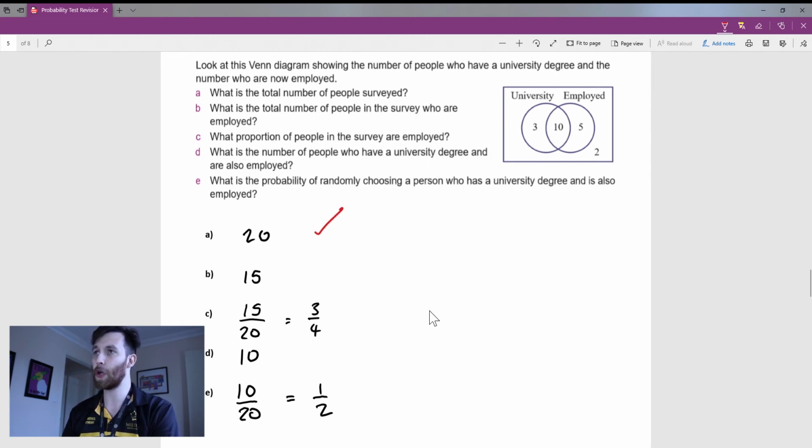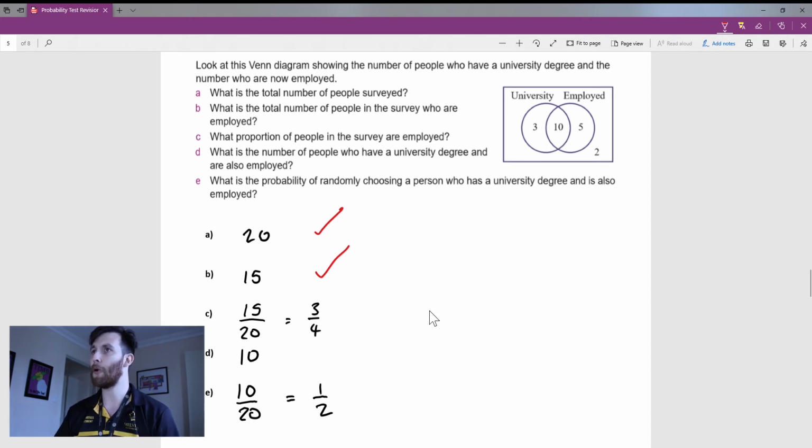Next one, the total number in the survey who are employed. We're looking there at all of these people here. It's every person that belongs in the employed set just there. So there's 15 people in there. You'll remember for that one, there's 10 that also happen to have been to university, but they belong to both sets, so that's all fine.